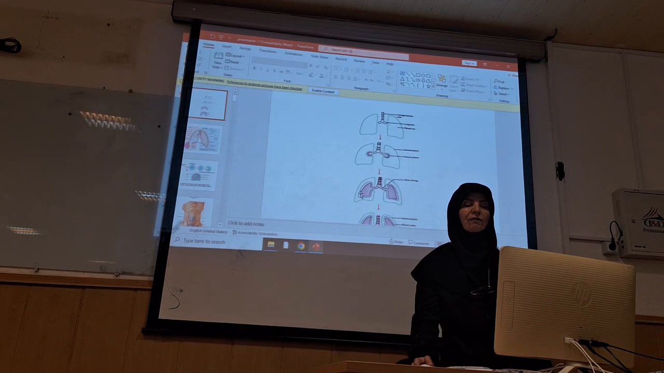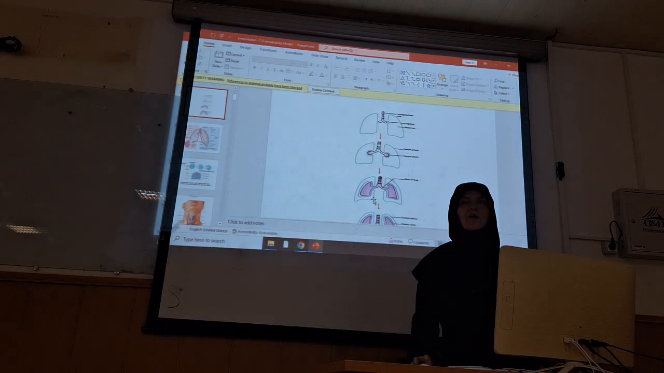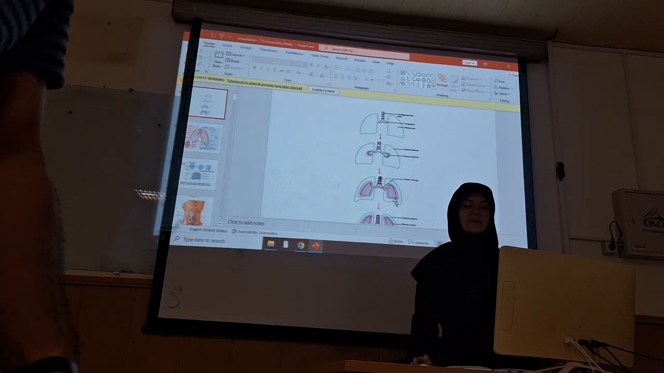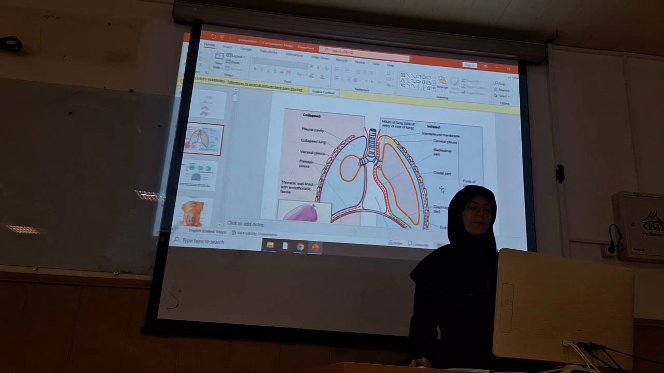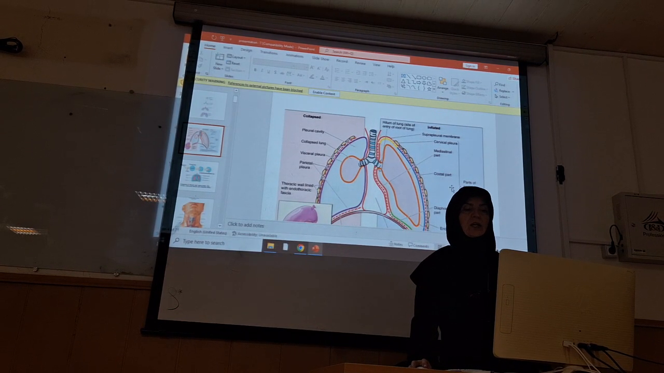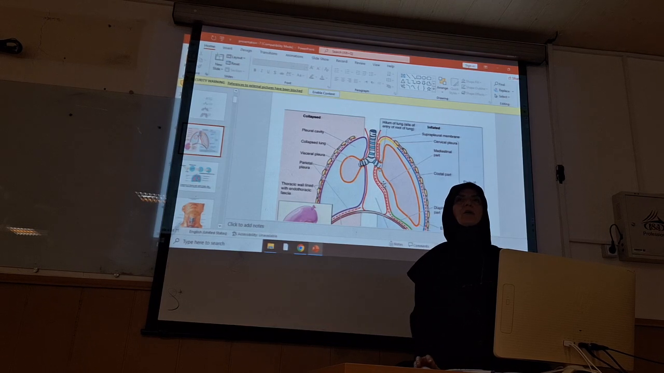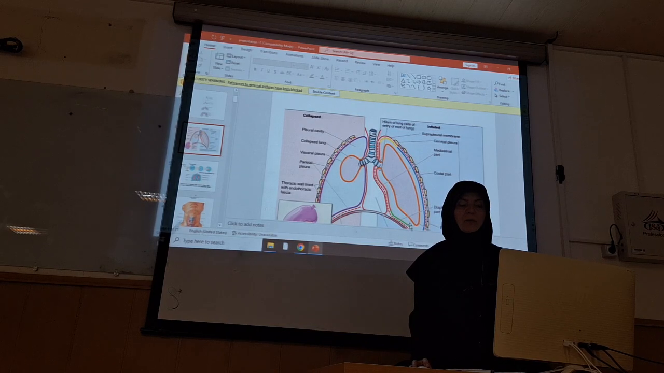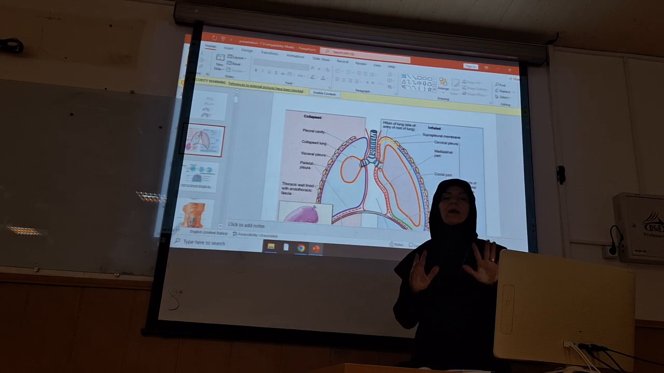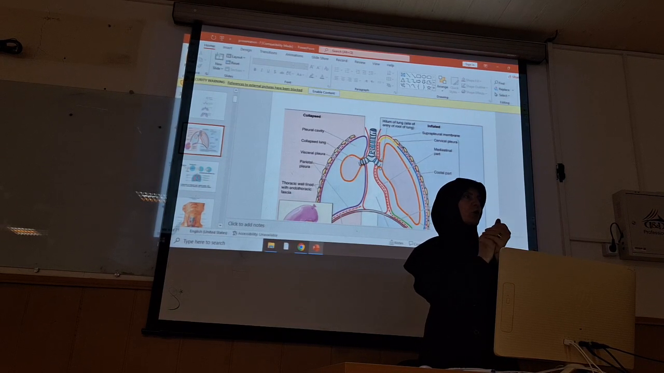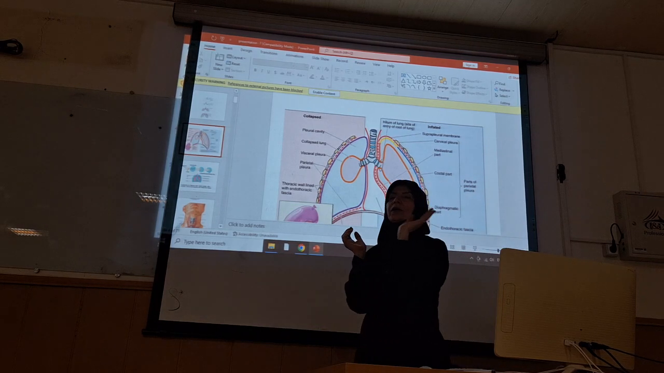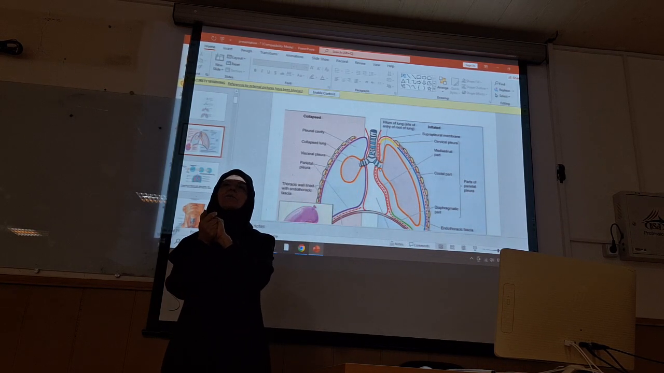Between the parietal and visceral layers, you are able to find a space. This space we call the pleural cavity. Inside of the pleural cavity, you have a small amount of liquid, a small amount of serous secretion. This small amount is going to remind you of when you use cream or oil for your hand. After using the cream or oil, the skin becomes wet.